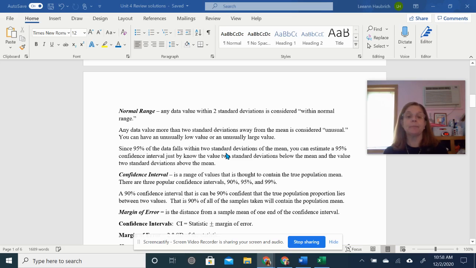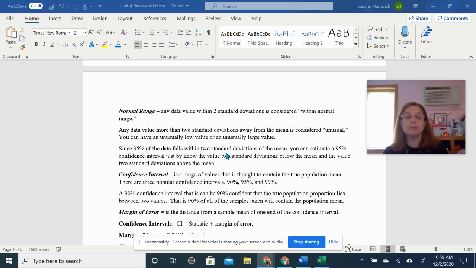There's normal range again. Any data value within 2 standard deviations is considered within normal range. And that 2 standard deviations is from our mean. Any data value more than 2 standard deviations from the mean is considered unusual. You can have an unusually low value or an unusually large value.